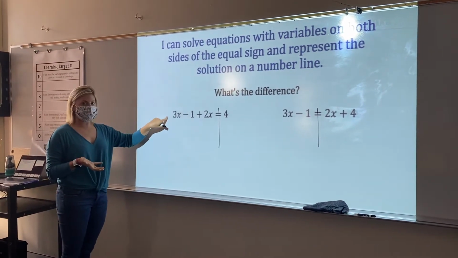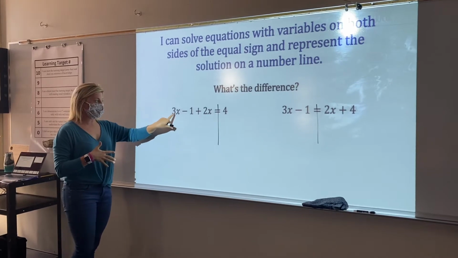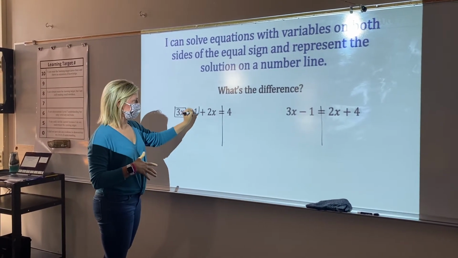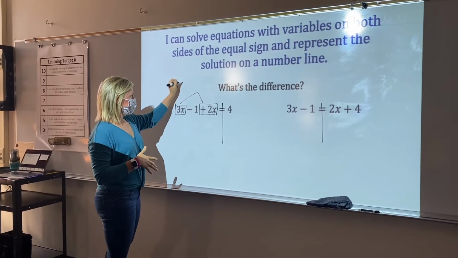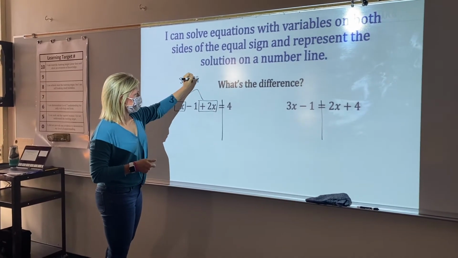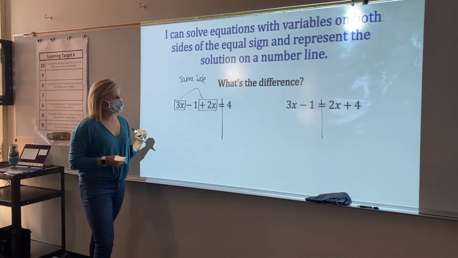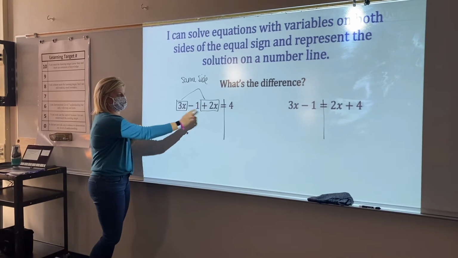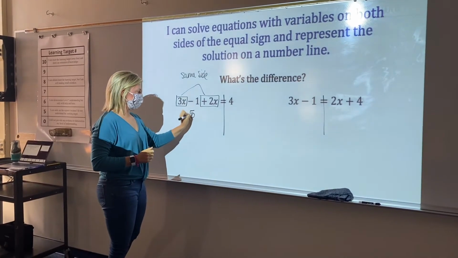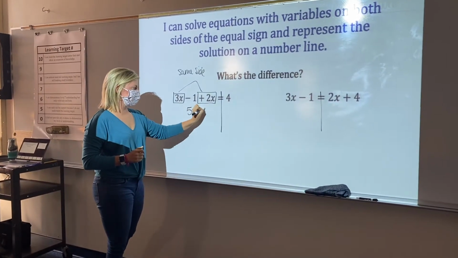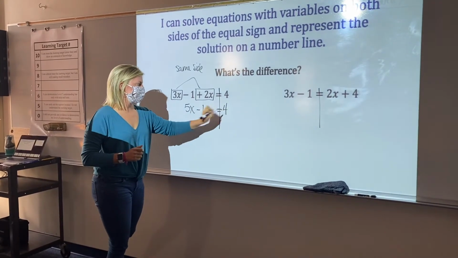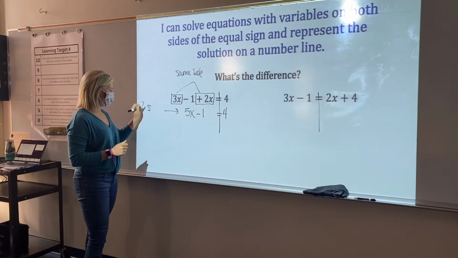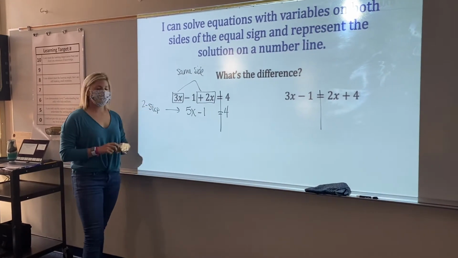For this problem, this is what we saw last time. I have 3x and 2x, which are like terms, and they're going to be on the same side of the equal sign. So that means we're going to just combine like terms. So I'm going to go ahead and do that step. 3x and 2x, if I add those together, that gives us 5x. We bring down the minus 1 equals 4. You saw a lot of this last time. This is a 2-step equation.